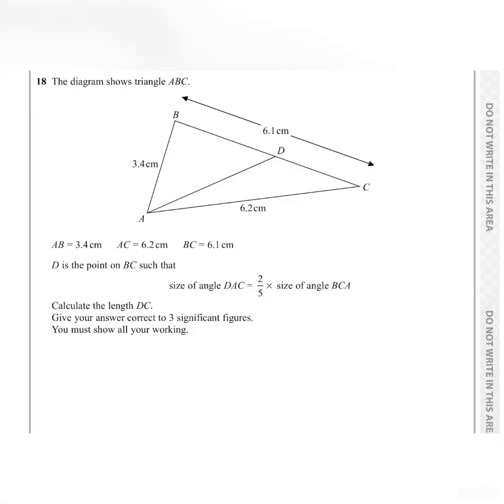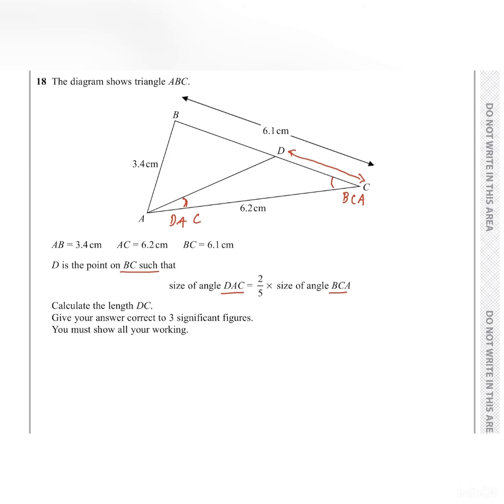Okay, question 18, it says the diagram shows triangle ABC, and we're given the lengths of each side, and it says D is a point on BC such that the size of the angle DAC, so DAC is this angle here, is 2/5 of the size of BCA. So BCA is this angle here. So BCA and DAC. Okay, so calculate the length DC. So we're looking for this length over here, and it says give your answer to 3 significant figures and show all your working out.